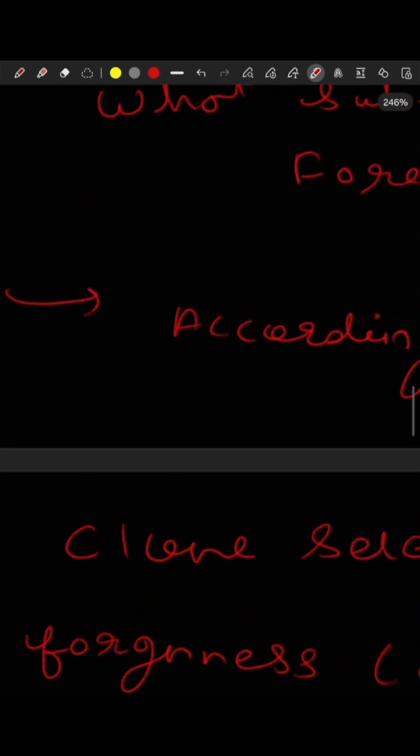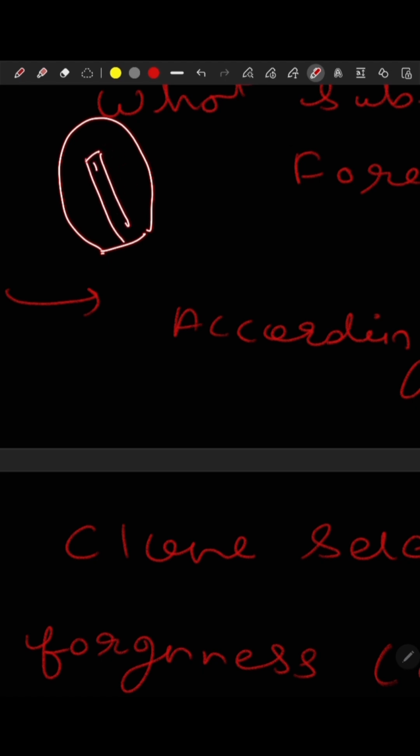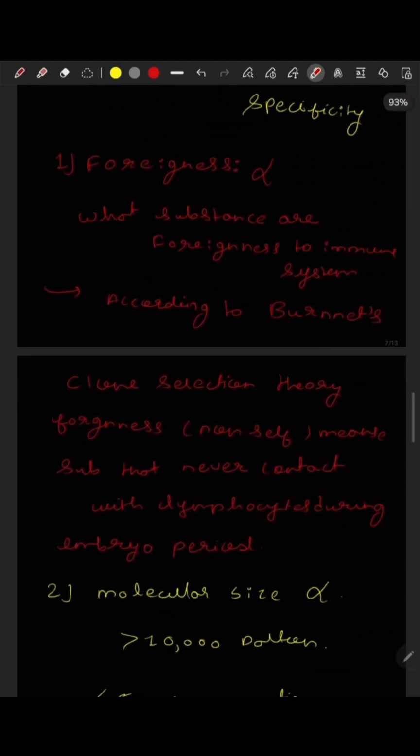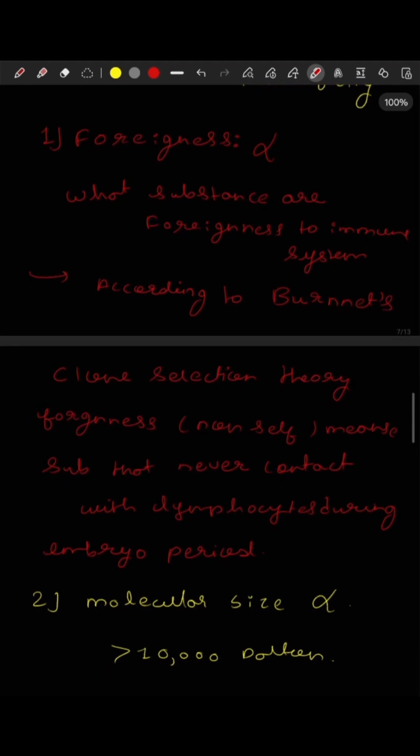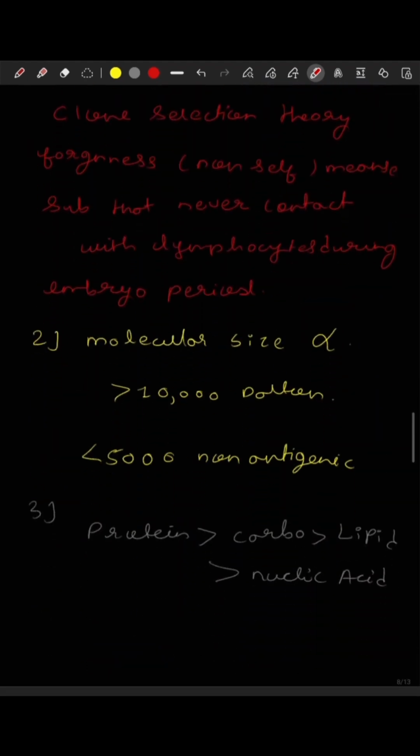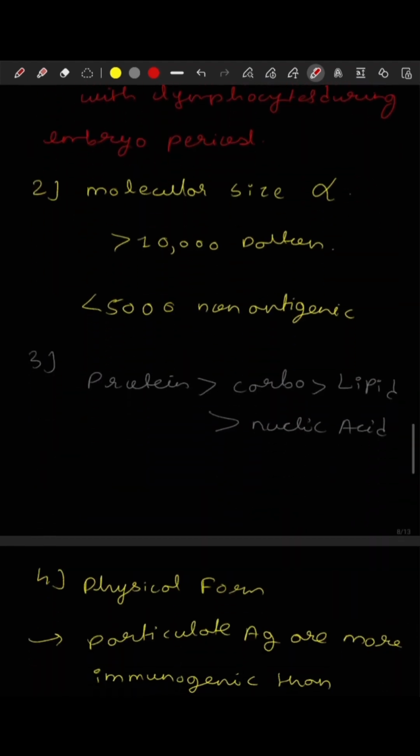So as we know, in the embryo there are blood vessels, so lymphocytes are present inside the blood vessels. The substances which come in contact with these lymphocytes are considered to be self, and the substances which do not come in contact with the lymphocytes are considered to be foreign substances. Then second one is the molecular size. More the molecular size, more will be the antigenicity.